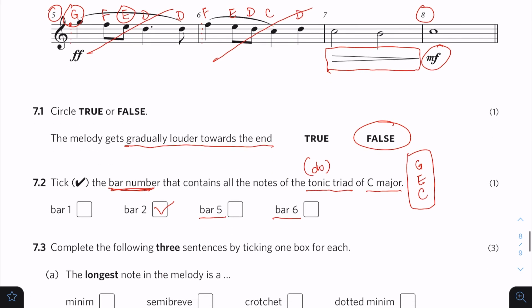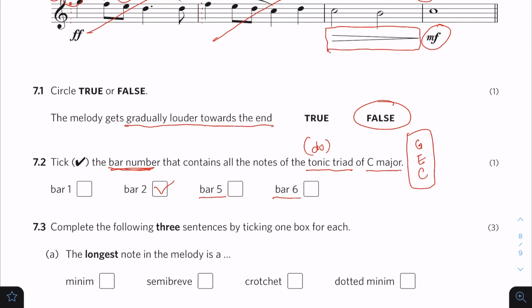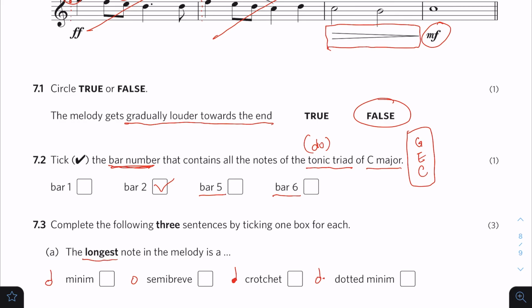Next, 7.3. Complete the following 3 sentences by ticking 1 box of each. Now, A, the longest note in the melody is it a minim? If you need help, you can draw out what a minim is. Semibreve is this. Crotchet is shaded. And dotted minim is a minim with a dot. We have to determine which one is the longest note. So among these 4 notes, the longest note is this one, the semibreve, right?